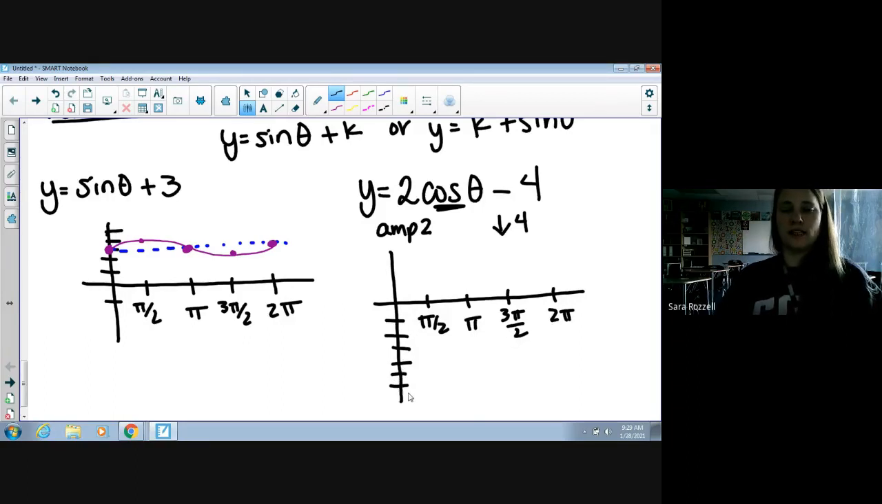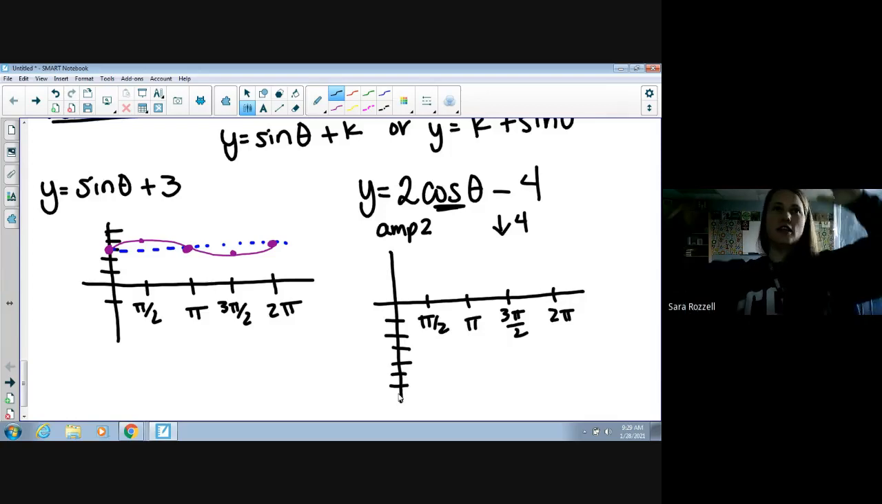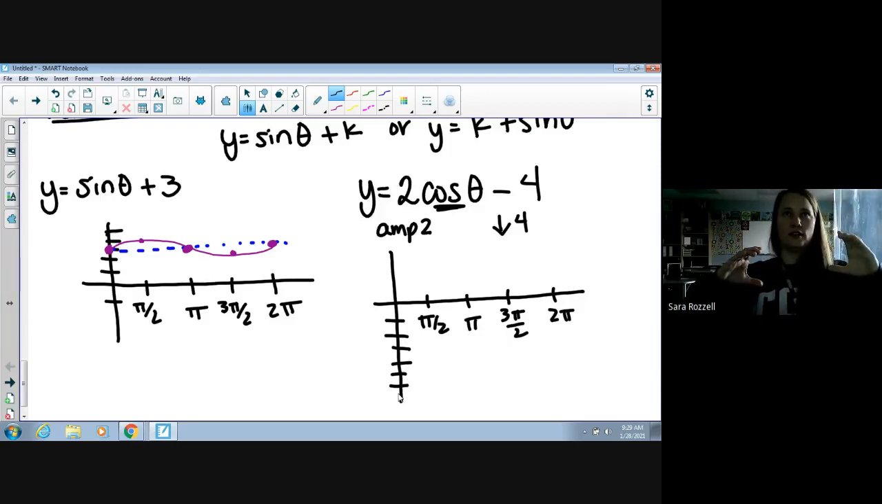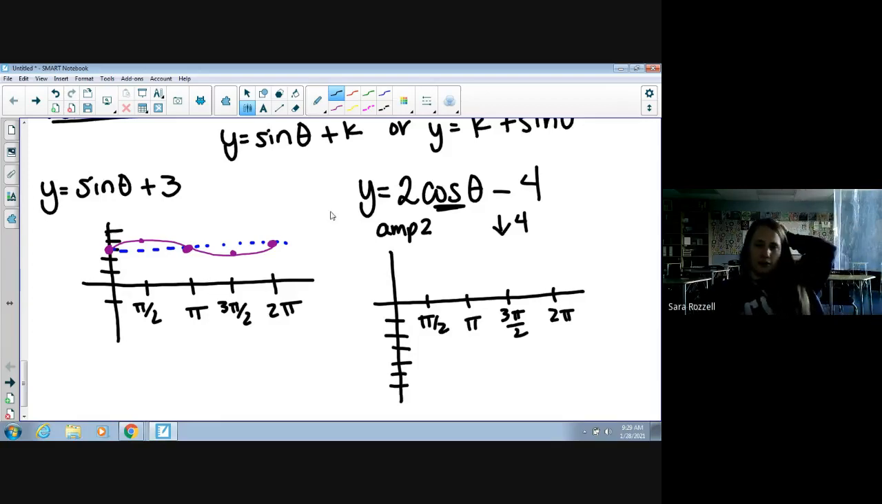I needed to make 6 tick marks down because if I'm shifting it down 4 units, I'm still going to have to go up 2 and down 2 from that. So I need to be at least -6 for that lowest point. Okay. So since I'm going down 4, I'm going to make my fake x-axis at -4. That's where the center is going to be.